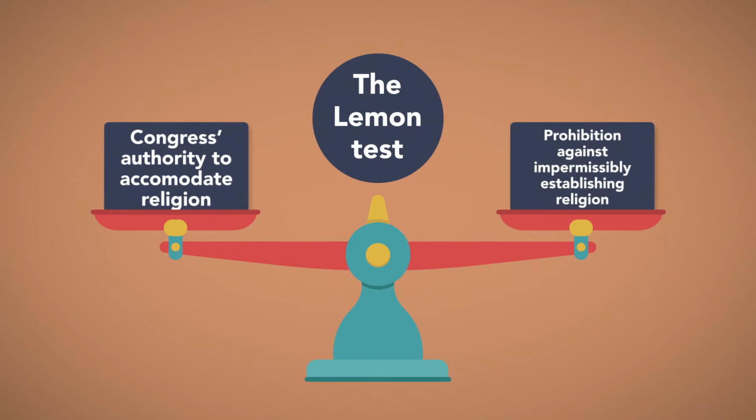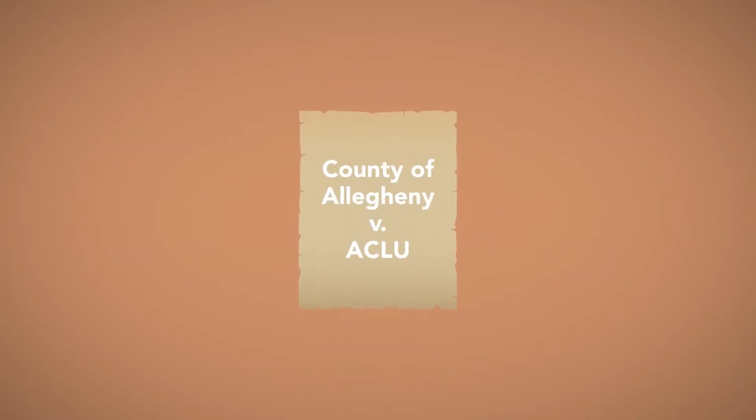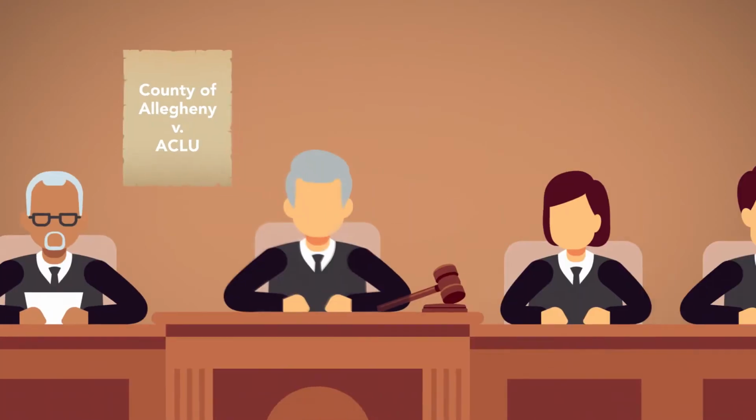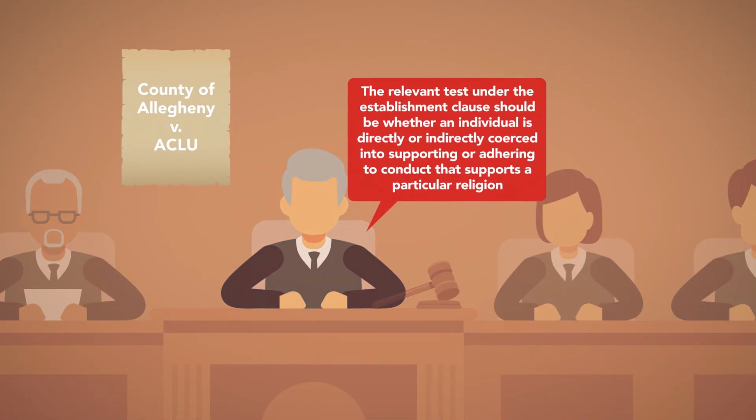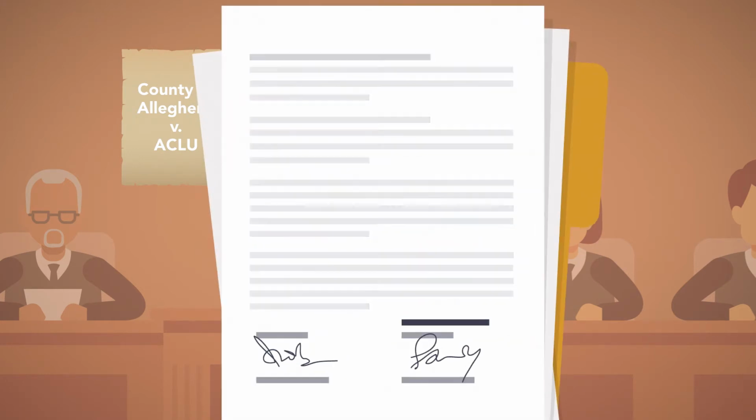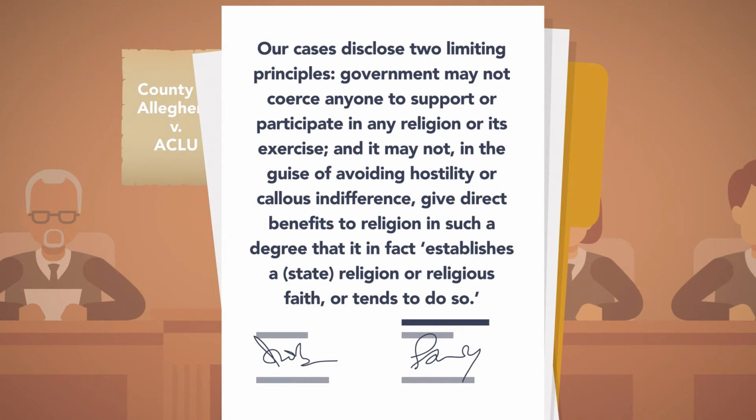against impermissibly establishing religion. In County of Allegheny versus ACLU, Justice Anthony Kennedy argued that the relevant test under the Establishment Clause should be whether an individual is directly or indirectly coerced into supporting or adhering to conduct that supports a particular religion or religion generally. Justice Kennedy wrote, "Our cases disclose two limiting principles. Government may not coerce anyone to support or participate in any religion or its exercise, and it may not, in the guise of avoiding hostility or callous indifference, give direct benefits to religion in such a degree that it in fact establishes a state religion or religious faith or tends to do so."